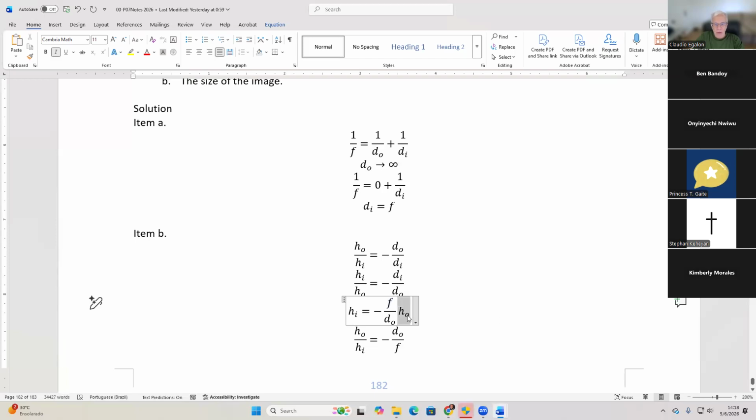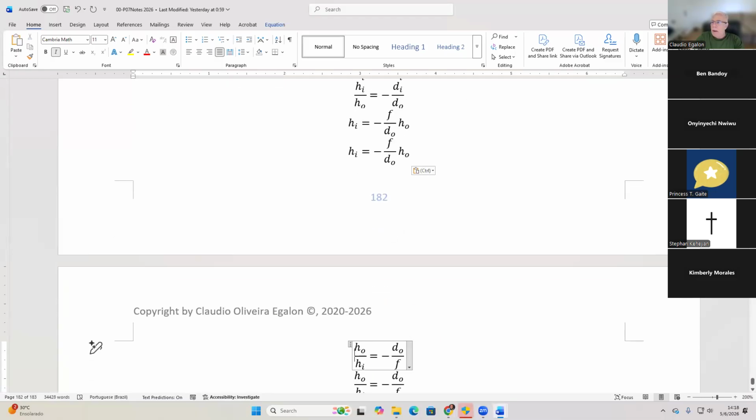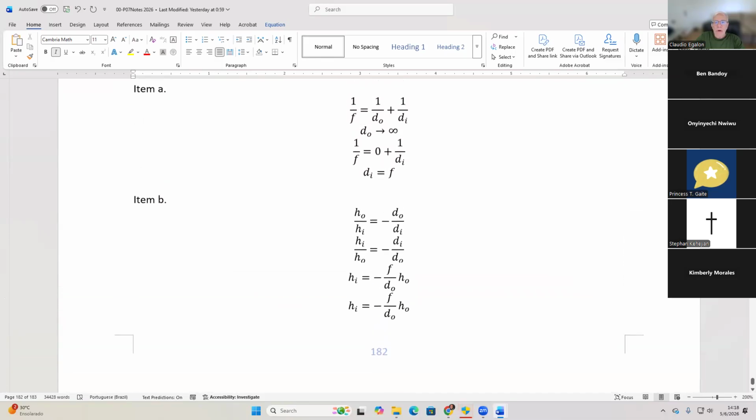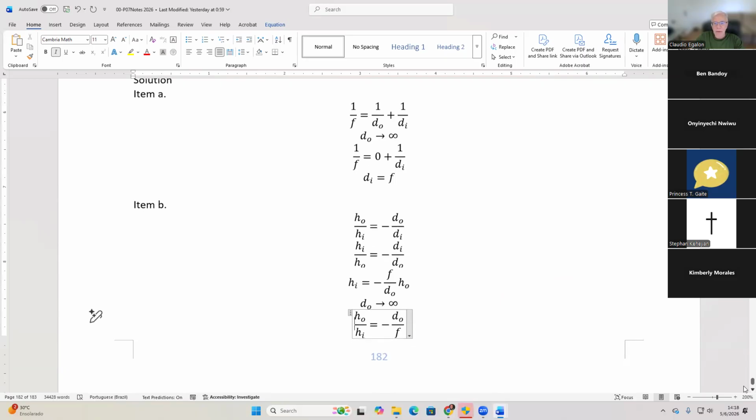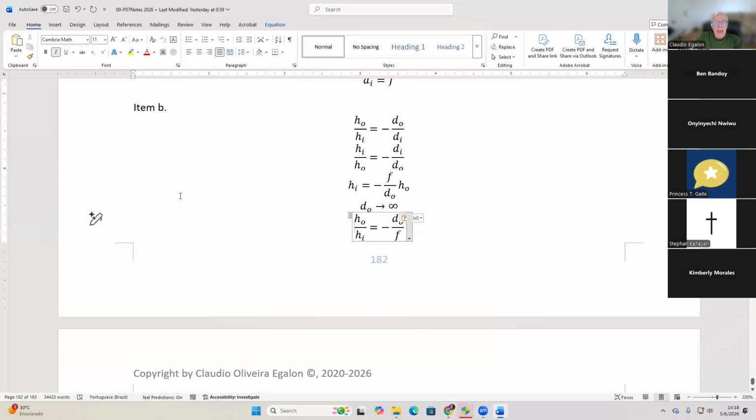The image has size H naught, but we don't need to know the size of the image H naught because we do know that D naught goes to infinity. Writing here, D naught goes to infinity. HI is going to be, and don't forget, D naught is also, oh okay, we already put F there.